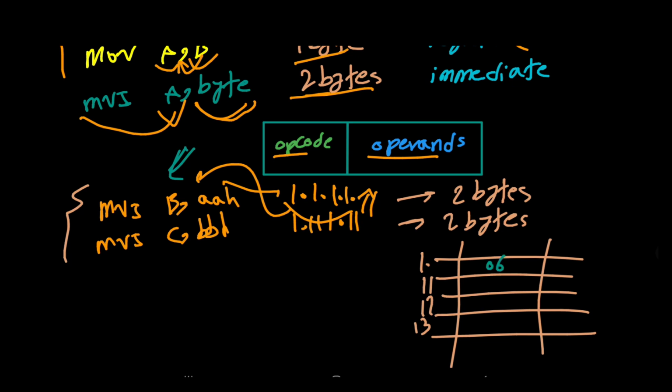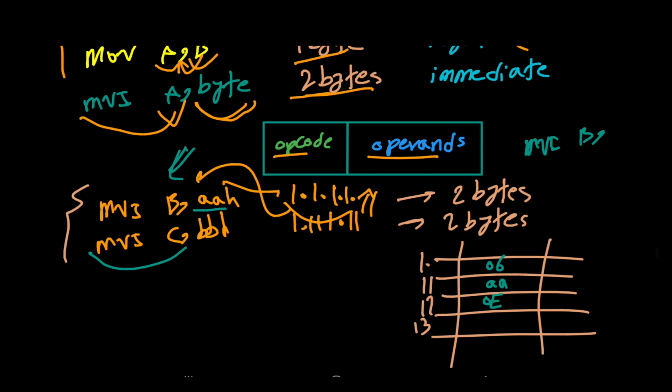In 8085, 06 is the opcode for MVI B, and then you need to provide the next byte which you want to go to the B register, which is AA. So this would be AA. In the next memory cell, you want to write the opcode for MVI C, which would be equal to 0E. So this is 0E.